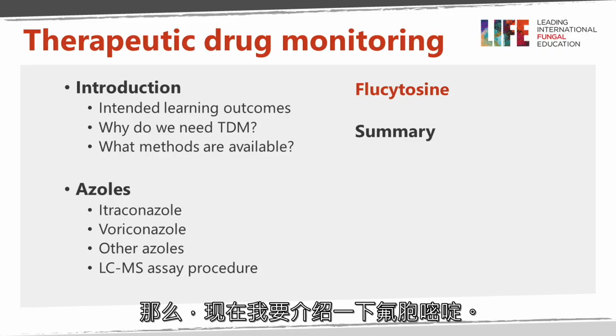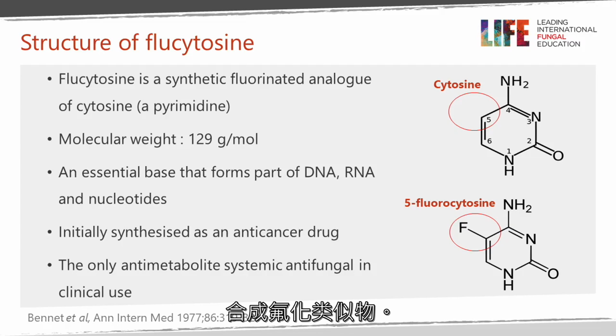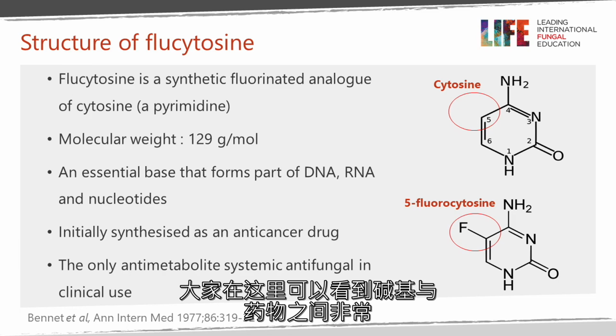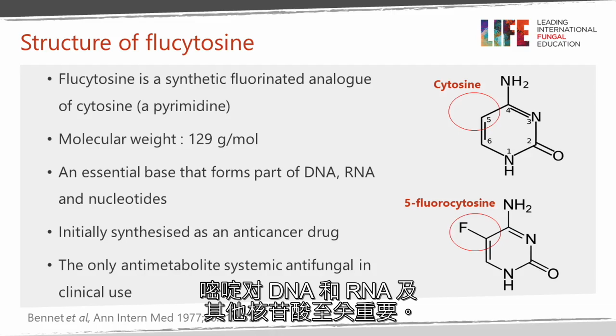So now I'm going to address flucytosine. Flucytosine is a synthetic fluorinated analogue of one of the DNA bases, cytosine, and you can see the structure here, with the very subtle difference between the base and the drug. The molecular weight is quite small. The pyrimidine is critical for DNA and RNA and other nucleotides.